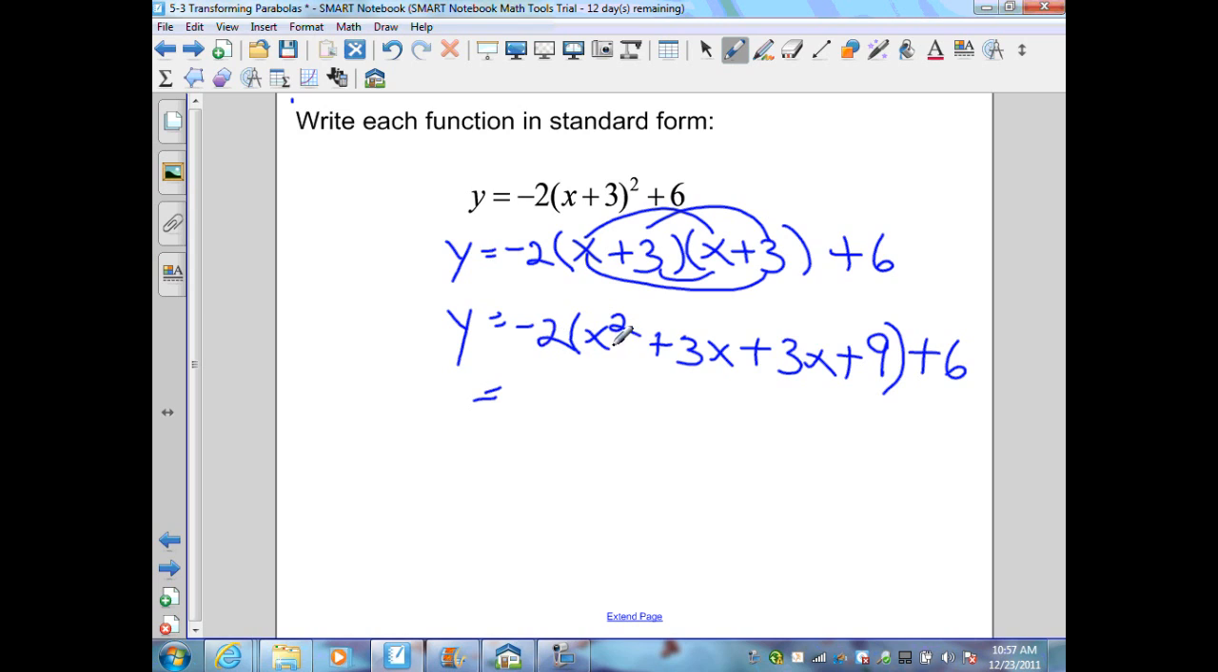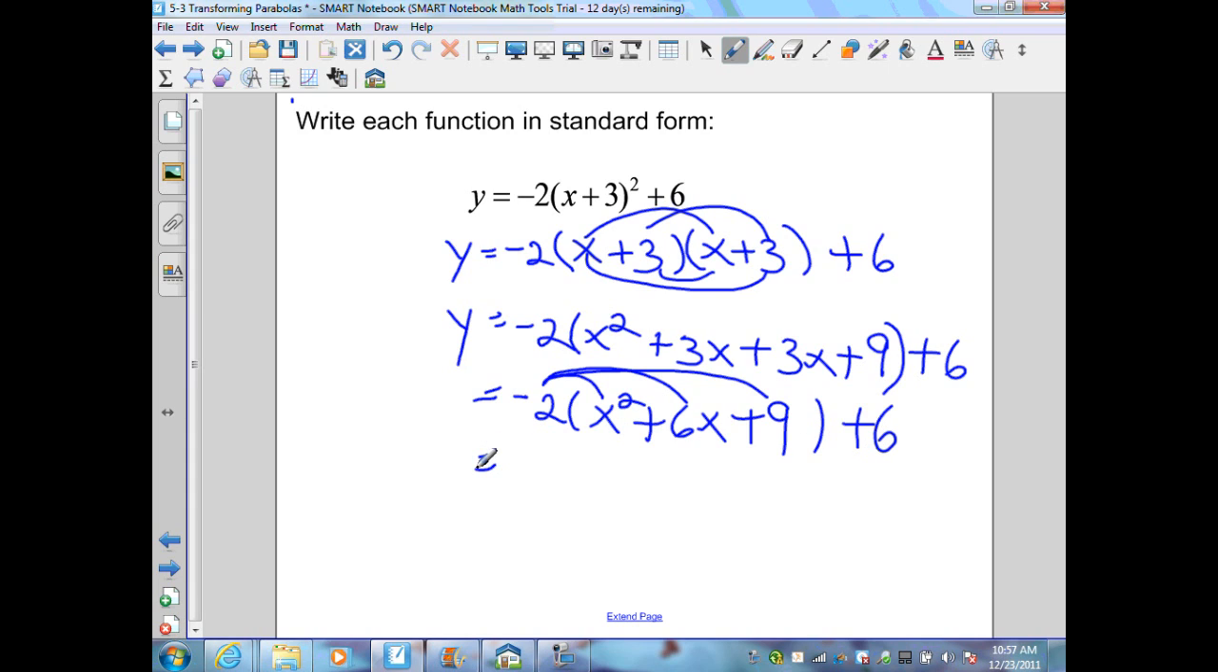Now, I can either multiply negative 2 now or simplify inside first. I'm going to choose to simplify inside. That gives me x squared plus 6x plus 9 plus 6. Now I'm going to distribute the negative 2 through the set of parentheses. Just these terms. The 6 is not included in here, so it doesn't count. Negative 2 times x squared is a negative 2x squared. Negative 2 times 6 is a negative 12x. Negative 2 times 9 is a negative 18 plus 6.